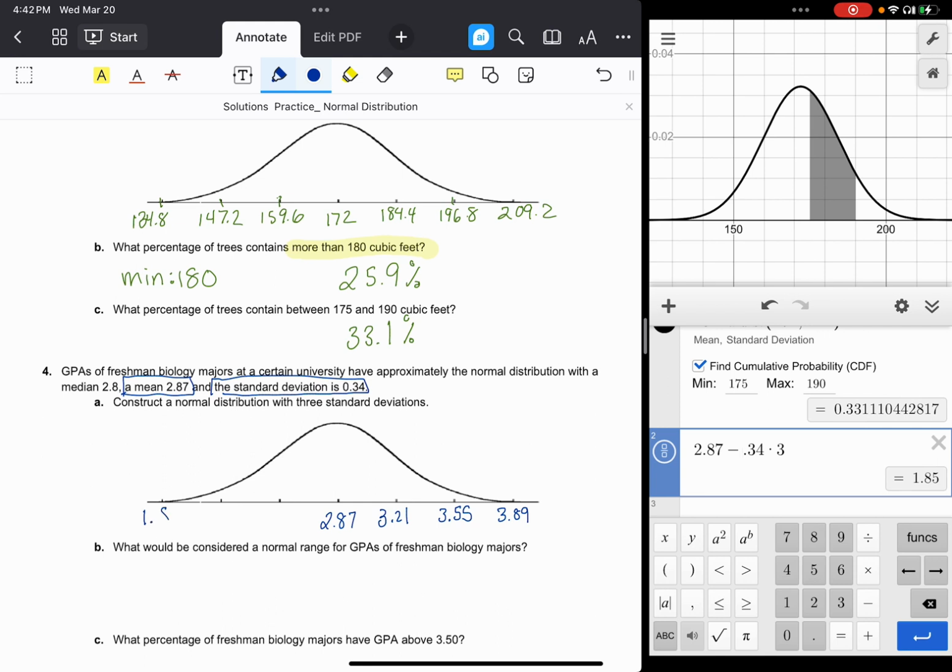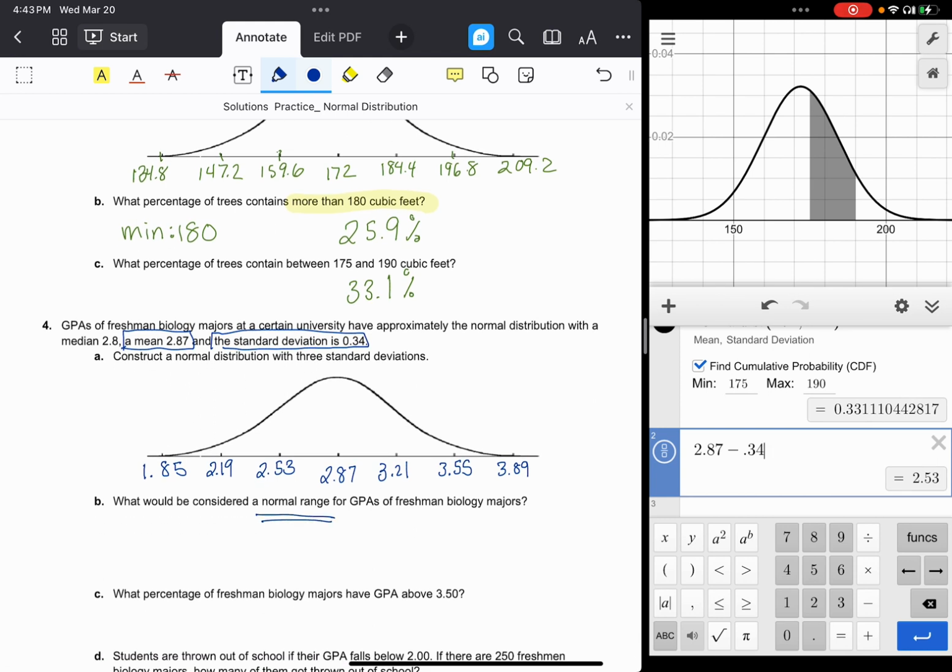So 3 standard deviations below, a 1.85, though they're not passing. 2 standard deviations below is a 2.19, and 1 standard deviation below is a 2.53. What would be considered a normal range for the GPA of our freshman biology majors? So remember, with our normal range, we have our mean, and we go 2 standard deviations above, so 1, 2, and 3.55 would be sort of a high end. And then we go 2 standard deviations below that mean, and 2.19, and everything in between would be considered normal.